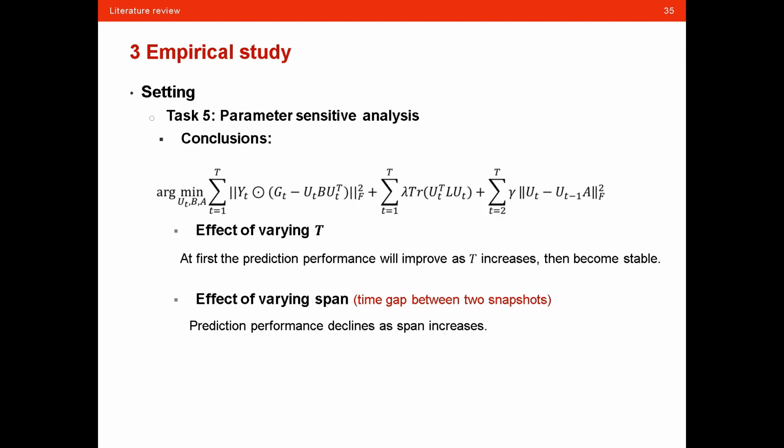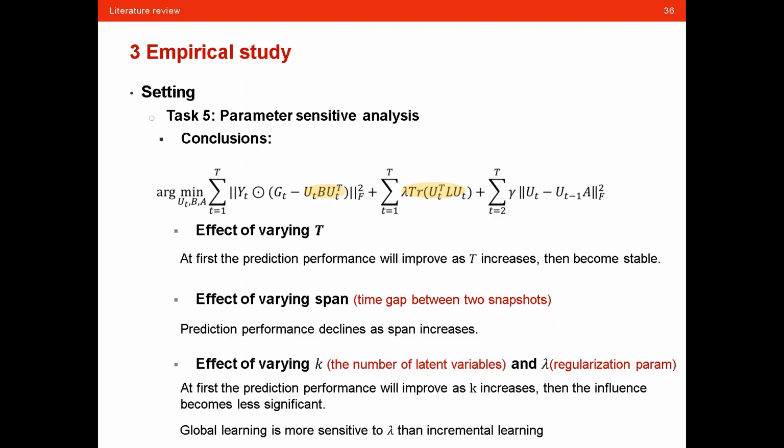And another parameter they want to analyze is the effect of varying span, which is the time gap between 2 snapshots. Because as you can see, the 2 snapshots can be updated at different time steps, and let's see how far these 2 time steps extrapolated will influence the model. And naturally, we can see that the prediction performance declines as span increases.